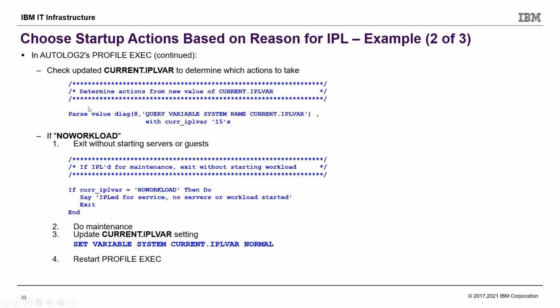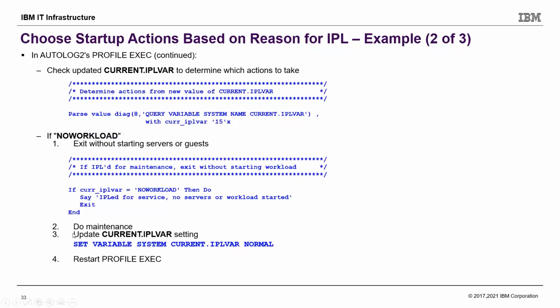The next step in Autolog2, we'll check the current value to determine what action we want to take. So we'll use the current value that we set based on the value of the IPL param. And if it's set to no workload, we're going to exit and display a message to say, okay, we IPL'd, we're doing service, so we didn't start any of our servers or guests, and we're done for now. But if we're going to be doing maintenance, we can do the maintenance, so we're going to exit this routine. We're not going to do that.